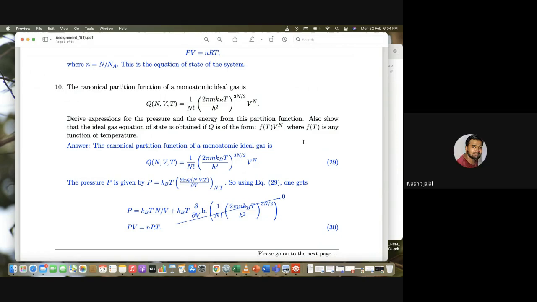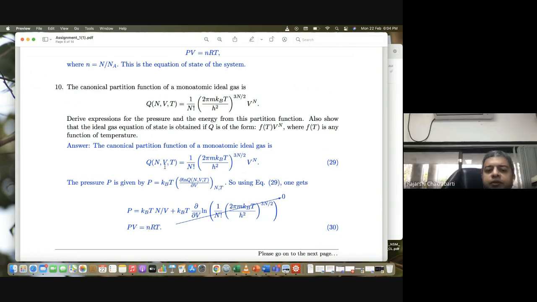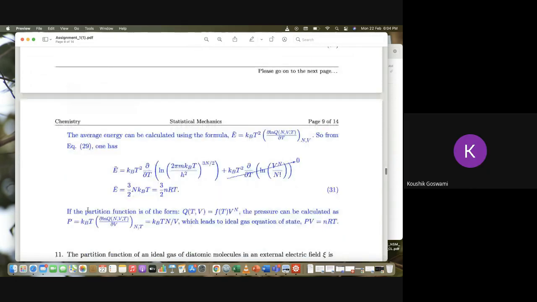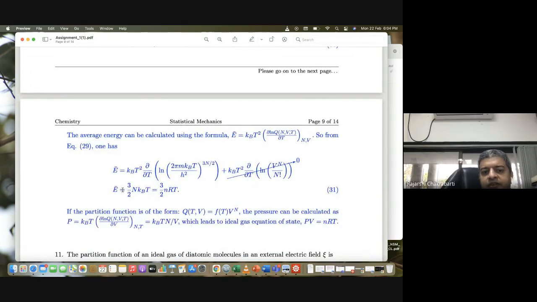Yes, sir. So now you know the partition function, and pressure is given by this, and this is simple algebra or calculus. See, this is the physics. This average energy is 3/2 n kBT. Your equipartition, at the end of the day you get that, isn't it?